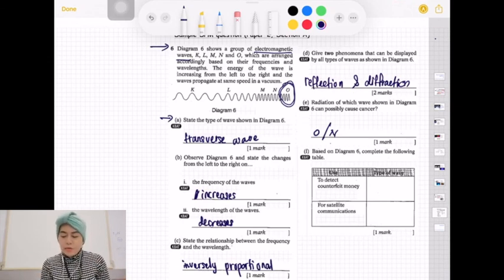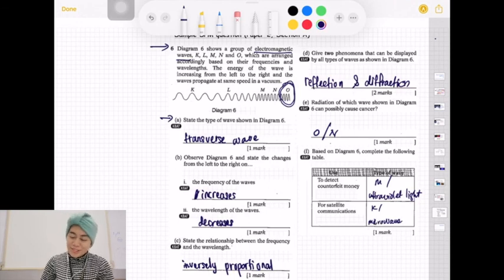Okay. So based on diagram 6, complete the following. The first one, which one is used to detect counterfeit money? So of course it's ultraviolet light. You can write M, or you can just write ultraviolet light. And satellite communications is of course microwave. So you can write K, or you can write microwave. There you go. That's the answer for the question.